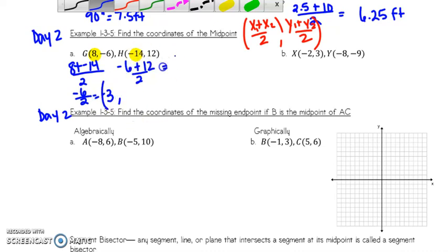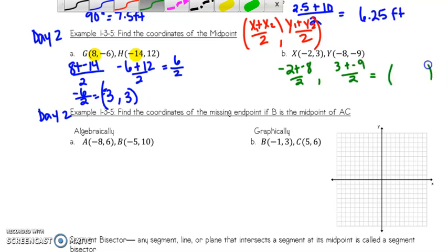Negative 6 and 12, that is 6. 6 divided by 2 is positive 3. So our midpoint for GH is negative 3, 3. So go ahead and try B on your own and check when you're ready. And hopefully you got negative 5, negative 3 for your midpoint.